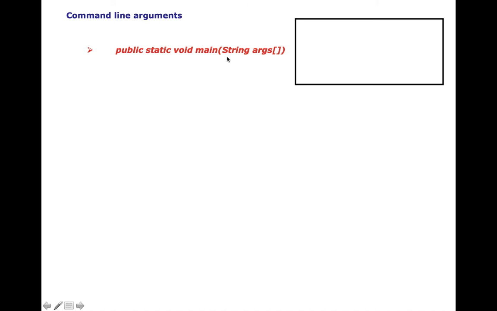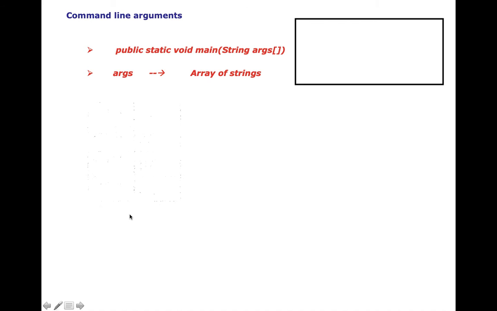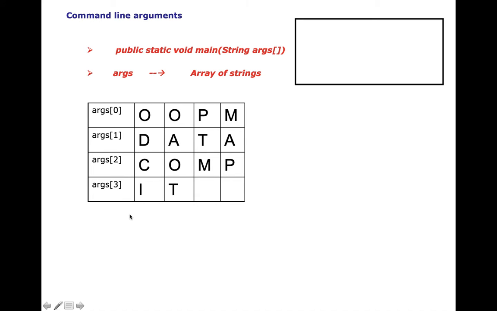Now what is the meaning of this String args? It means that main takes one argument called args, and this args is an array of strings. I repeat, args is an array of strings. So will args look like this? It won't, because this is an array of integers. Args will look something like this. So over here args of 0 is OOPM, which is a string. Args of 2 is comp, which is a string.